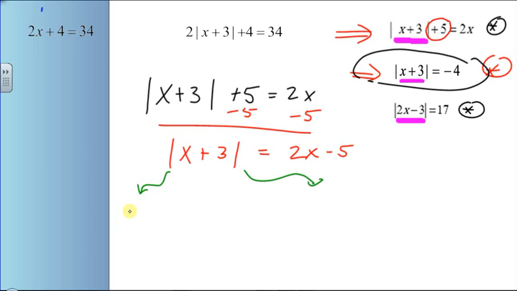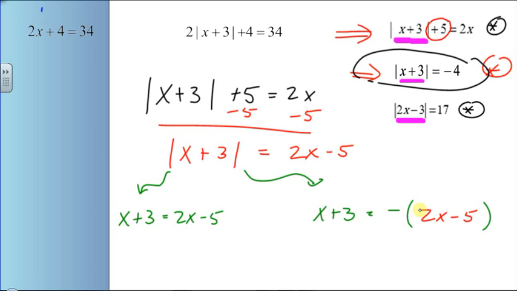For the first one, we're just going to write it without the lines. X plus 3 equals 2x minus 5. For the second one, we're going to write it without the lines. X plus 3 equals, but we are going to negate now the entire other side. So the entire other side means we're going to put that in parentheses and we're going to have to distribute that negative. And I would leave it up to you to go back and check in your notes.